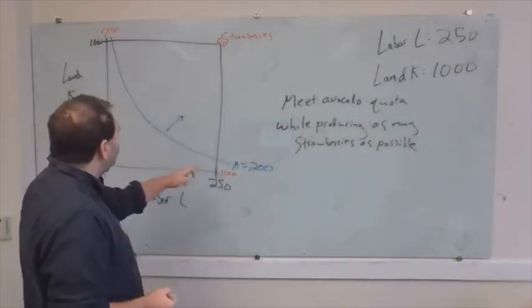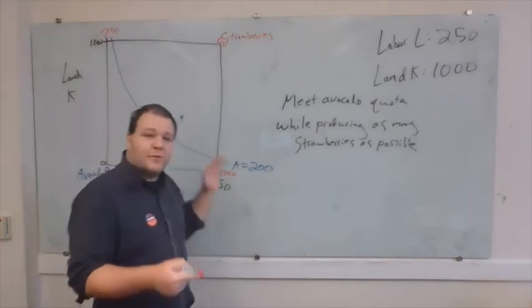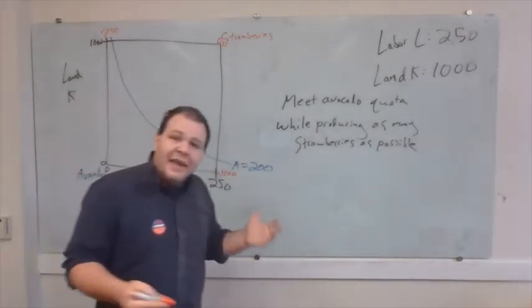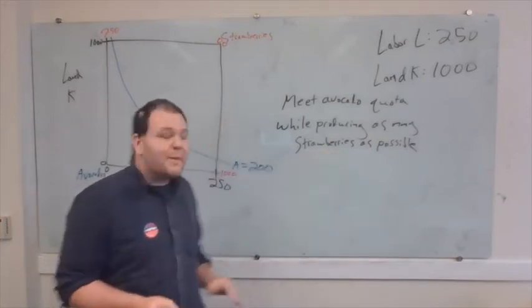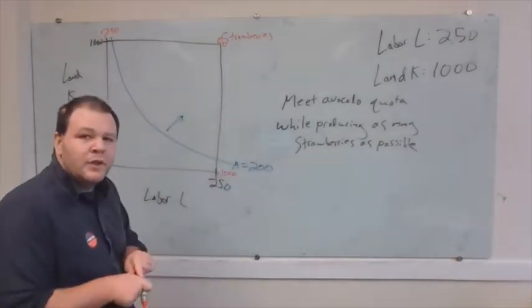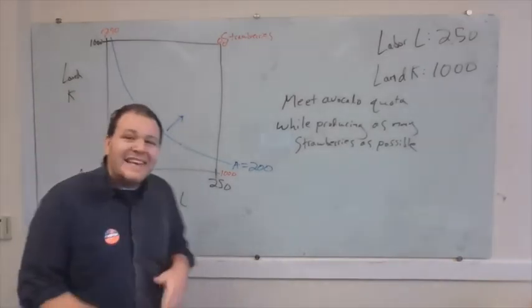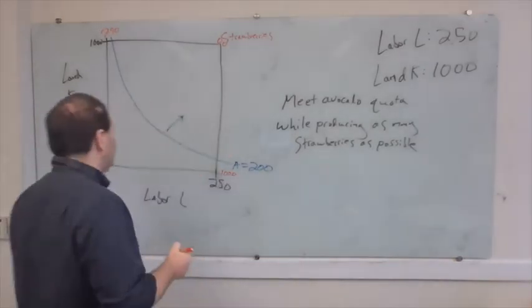So now we've got all of our possible options, right? All the ways we can meet our quota. The only thing left is to think about what it will look like if we're producing as many strawberries as possible, given our quota. So let's pick a spot, right? Let's pick an option and see if it looks like our best possible choice.